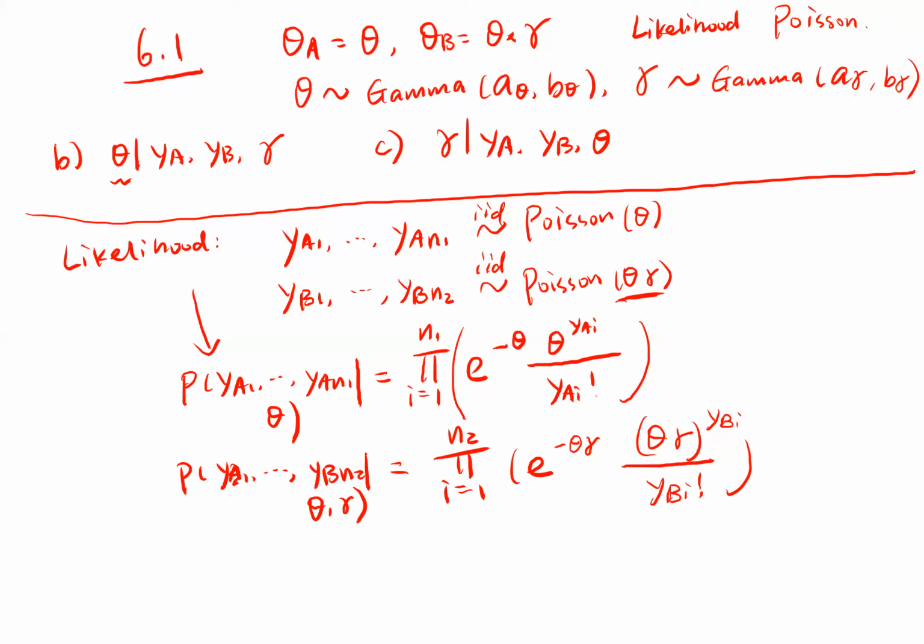And for the prior, the joint prior is going to be about theta and gamma, right? Oh, not gamma, lambda, gamma over here.